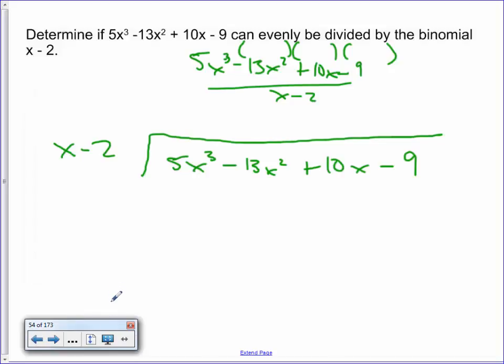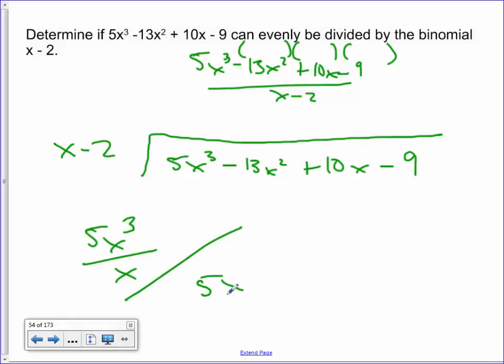Okay. The first thing we have to do then is say, how many times can an x go into an x to the 3? That's a very odd question. And so I'm just going to tell you the answer. X can go into x to the 3, 5x squared times. If you took 5x to the 3 and you divided it by x, the answer would be 5x squared.